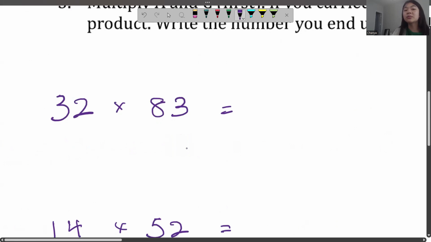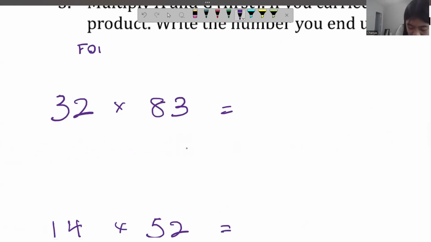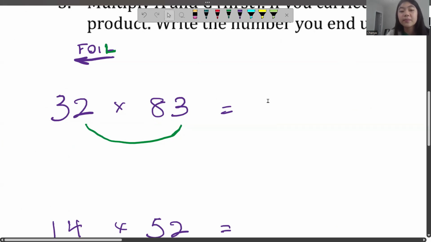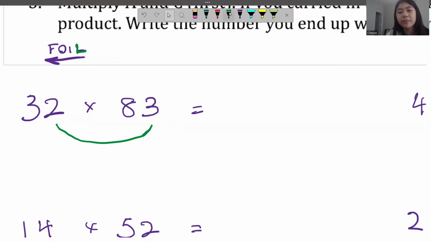So jumping into our first problem, 32 times 83, I'm going to rewrite this acronym FOIL. And remember, you're working your way back to front. So first you would start with the L, which represents the last digits. What you do with L is multiply the two last digits. So you multiply 2 and 3. They're the last digits of each of the two numbers, right? So when you multiply 2 and 3, you get 6. So I'll write 6, not too hard.